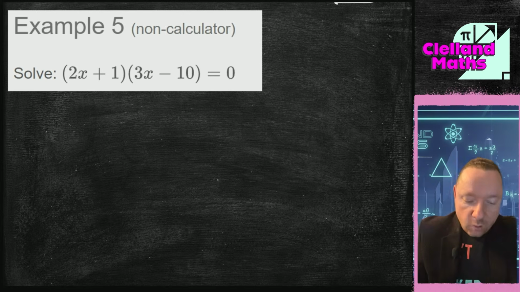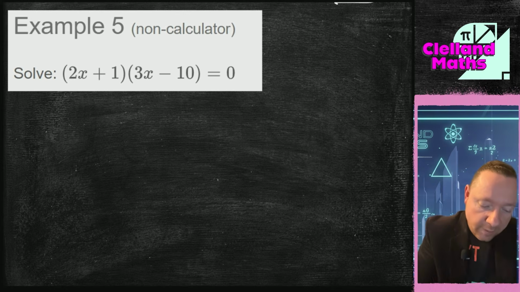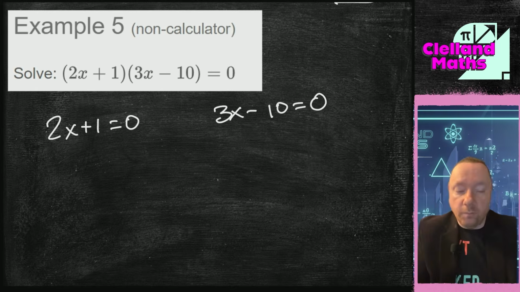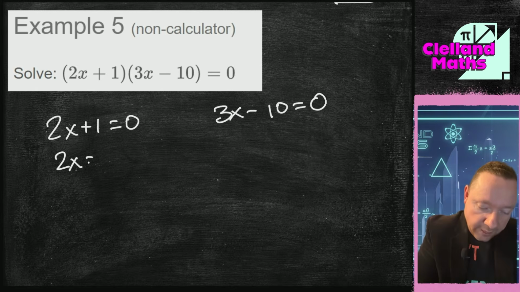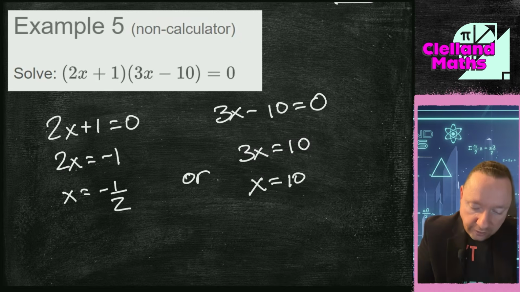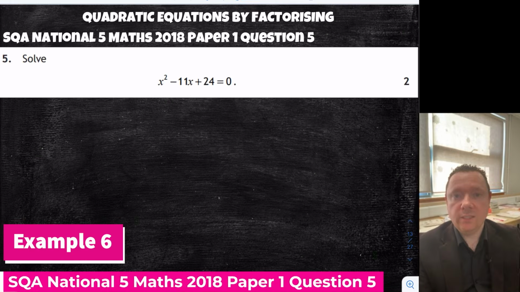Example 5, (2x + 1)(3x - 10) equals 0. So that means that each bracket equals 0. So we just say that and solve both of them. So that means that 2x is -1. So x is -1/2 is one solution, or 3x is 10. So x is 10 over 3 is the other solution. And we're done there.